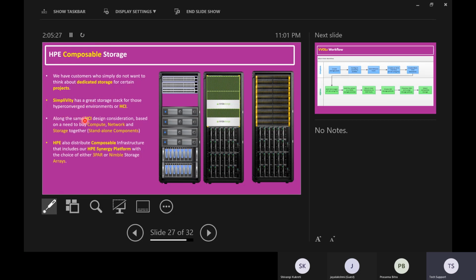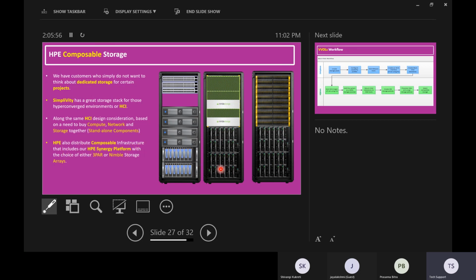And along the same HCI design, consideration based on a need to buy compute, network, and storage together, as standalone components. See, these 3 we need to buy. Standalone means individually we need to buy these three components. But in this scenario, one of the best use cases, you can buy an HPE Composable Infrastructure. See, HPE also distributes composable infrastructure that includes the Synergy platform.